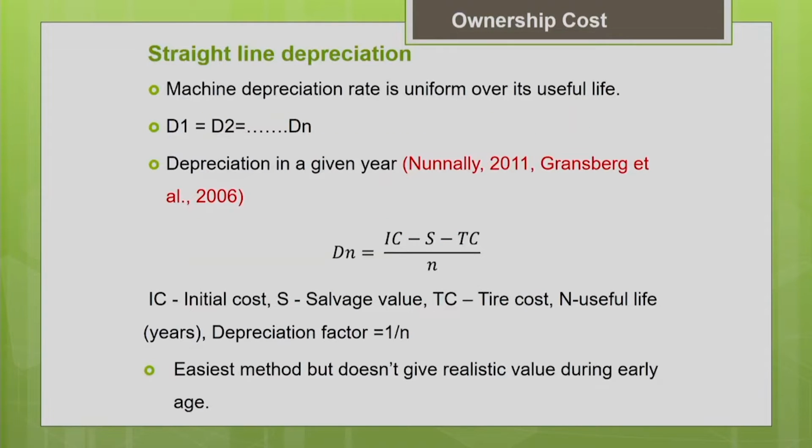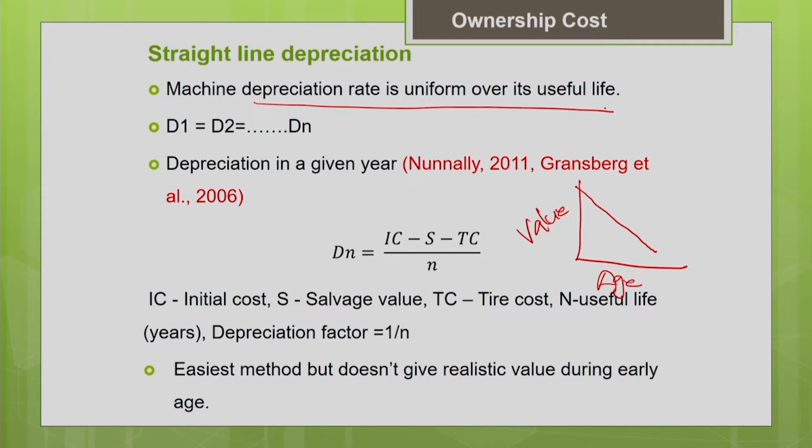As the name indicates, the depreciation is going to be uniform. If you look into the trend, we drew this diagram earlier, age of the equipment and the value of the asset. With increase in age, you can see that the loss in value will be linear. In this straight line method, we assume that the depreciation rate is uniform over its useful life. Every year the machine is going to lose the same value. That is the assumption for the accounting purpose. That means D1 equal to D2 equal to Dn. Every year the depreciation is going to be same.